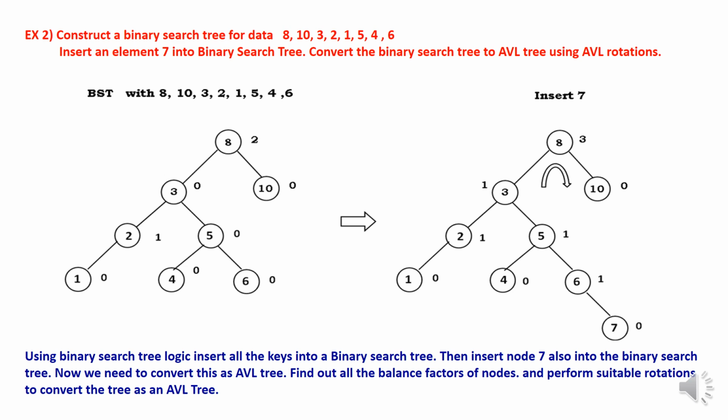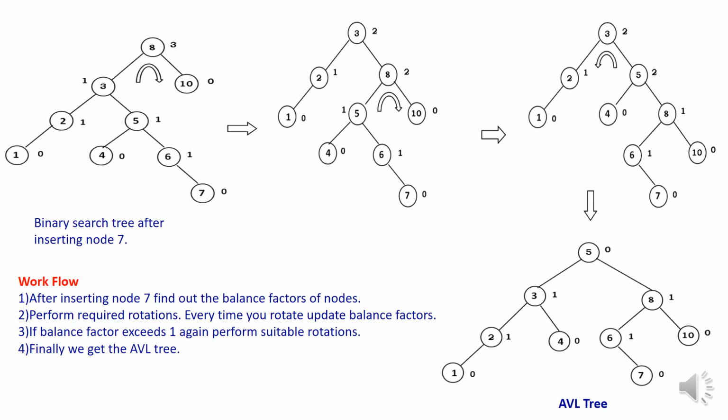Now evaluate all the balance factors. If we observe the balance factors, node 8 has balance factor 3 which is unbalanced. Now rotate it to its right and we get the next binary search tree. After inserting node 7, we get a binary search tree as shown in figure A or first figure. The node 8 is unbalanced. It has balance factor 3. Rotate it to its right. You get the next binary search tree which is shown in the second figure.